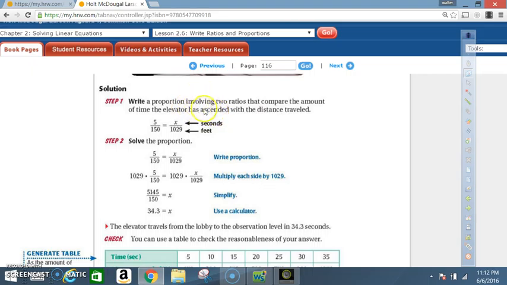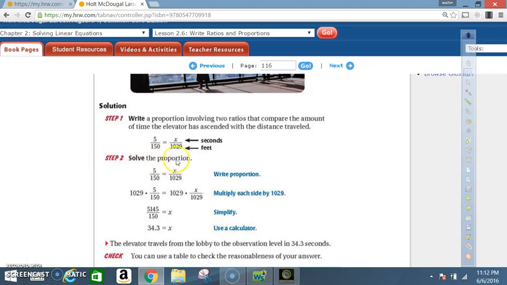Solution. Step 1. Write a proportion involving two ratios that compare the amount of time the elevator has ascended with the distance traveled. Ascended means that it's going up. So based on the information we have in the problem, we're going to write 5 is to 150, the same as x is to 1,029 feet.